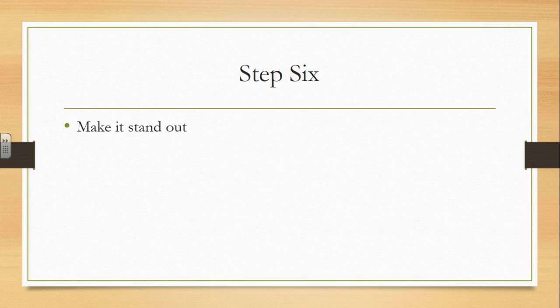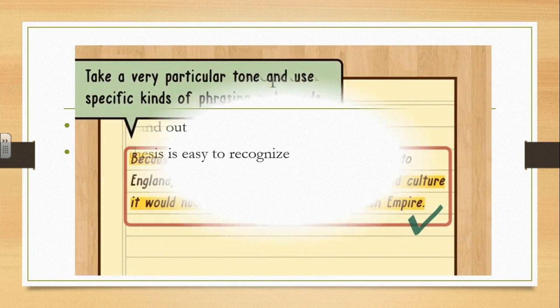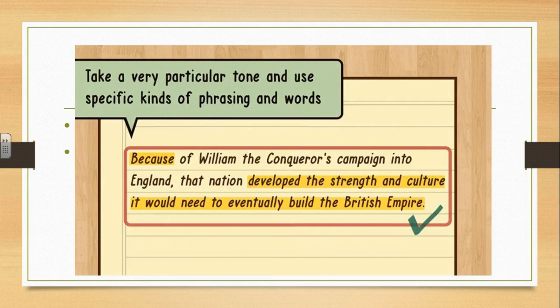All right, step number 6 is make it stand out. The reader reading your paper should be able to find your thesis like that, okay? If it's not easy to find, that's probably a problem with your thesis. You should go back and do something different. A good thesis is easy to recognize. An example of it is right here, okay? Take a very particular tone and use specific kinds of words and phrasing. Because of William the Conqueror's campaign into England, that nation developed the strength and culture it would need to eventually build the British Empire. I know from reading this that it's developing the strength and culture.